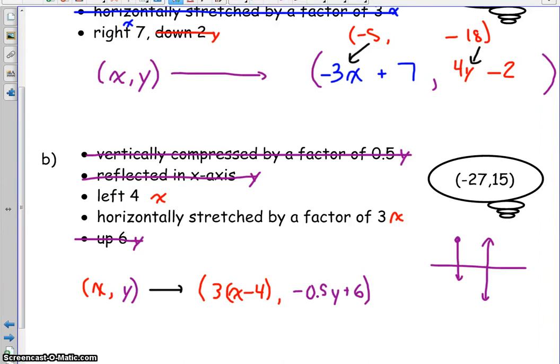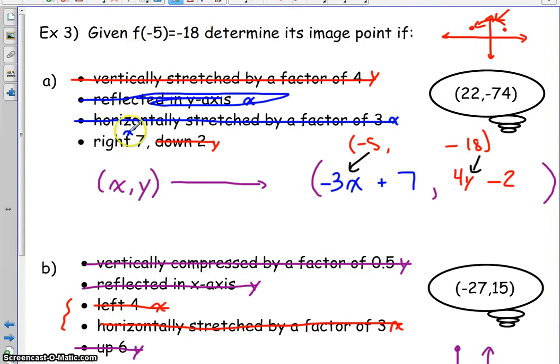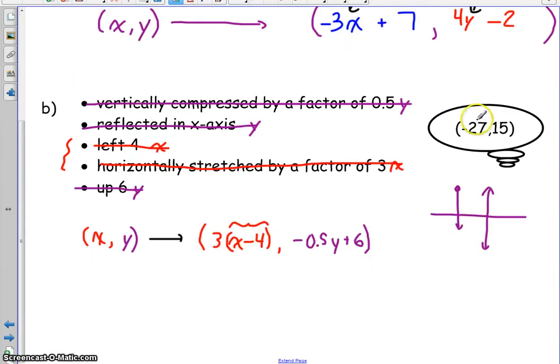Now for x, we just have to be tricky about the order here. So we have left 4, so this x minus 4 has to happen first, and then we horizontally stretch it by a factor of 3. So the x minus 4, that whole thing gets multiplied by 3. Okay, so again, the order does matter. The order that's written should be the order in which the transformations occur. So then once you have that, you can put negative 5, negative 18 into the mapping rule, and you should get negative 27, 15.